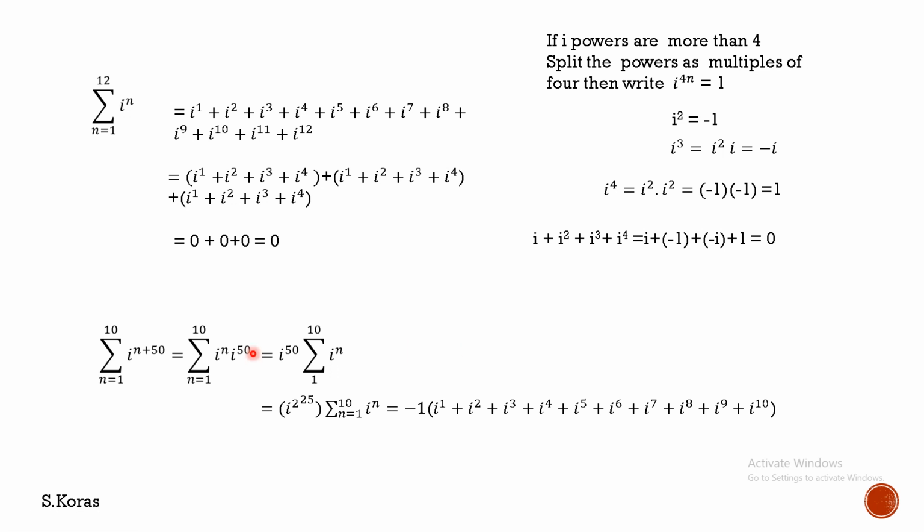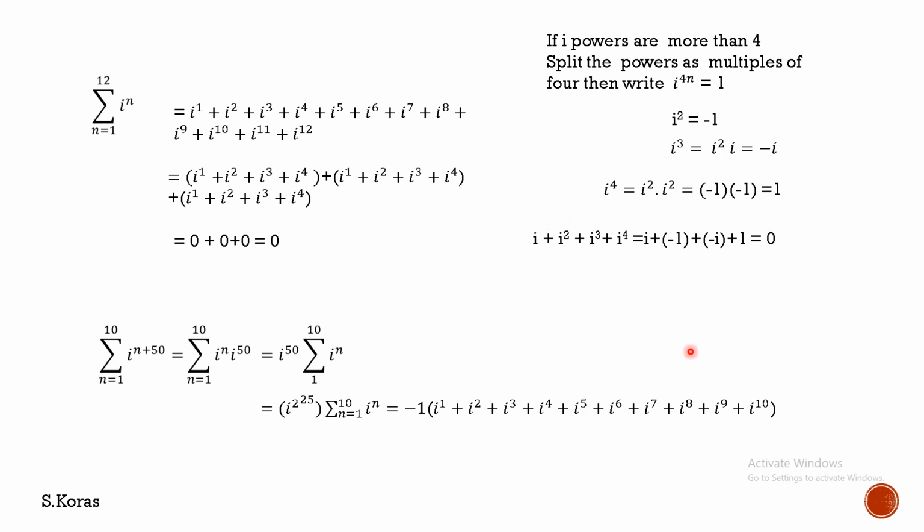This i power 50, we can write this as i square the whole power 25. And we have written the same. i square value is minus 1. Minus 1 to the power 25 is nothing but minus 1, into the expanded sum, that is i power 1 plus i power 2 plus i power 3, and it goes up to i power 10. As I told you already, if it goes in this order 1, 2, 3, 4, and if it continues like this, you can do the same old method.